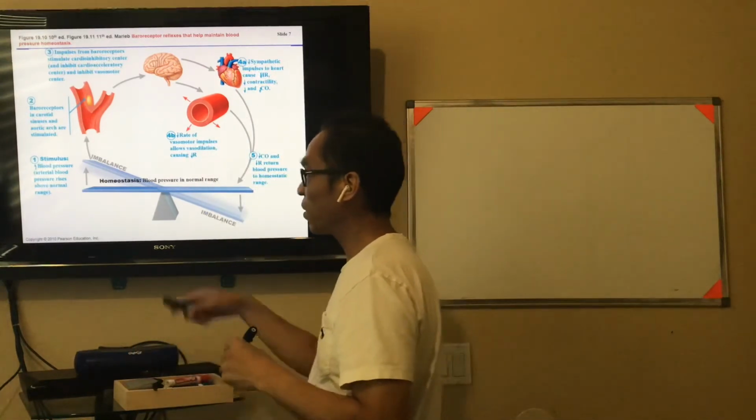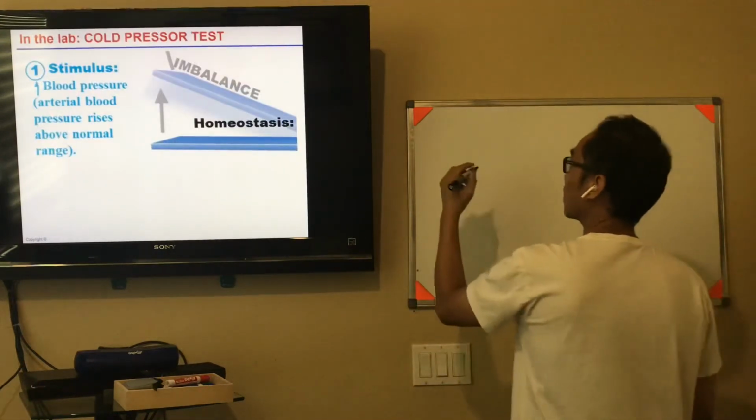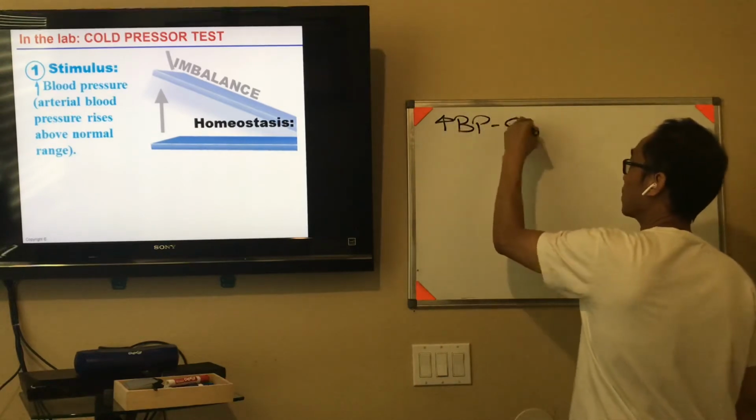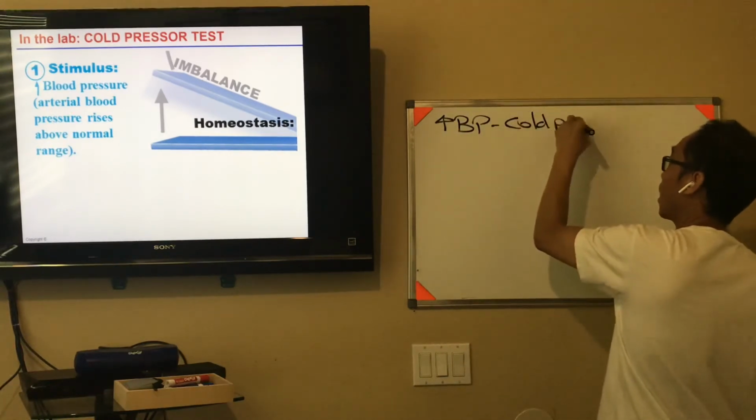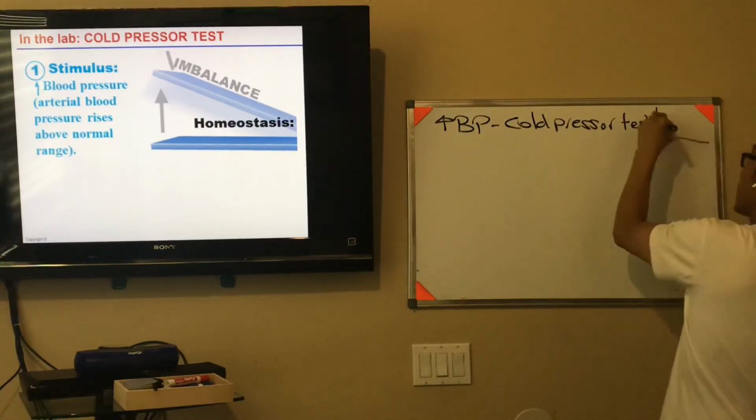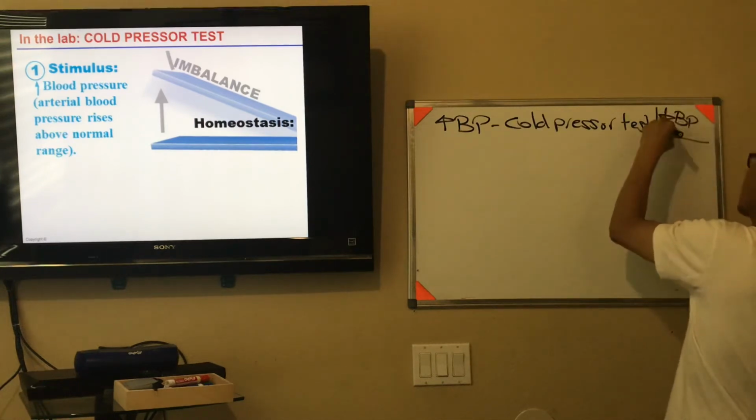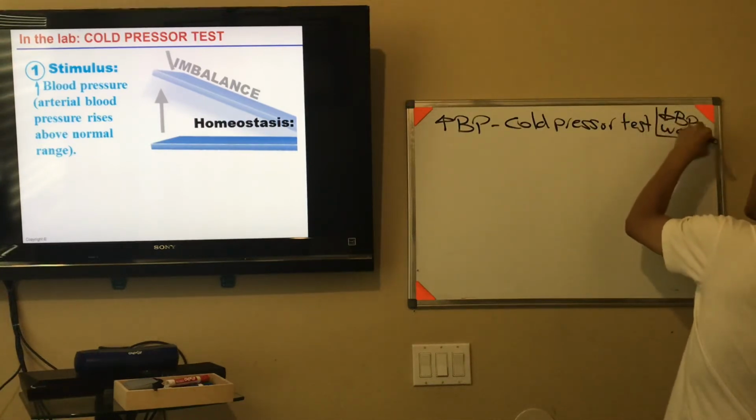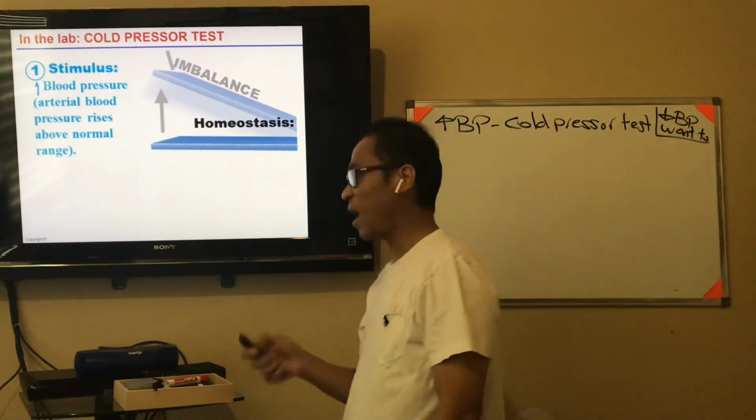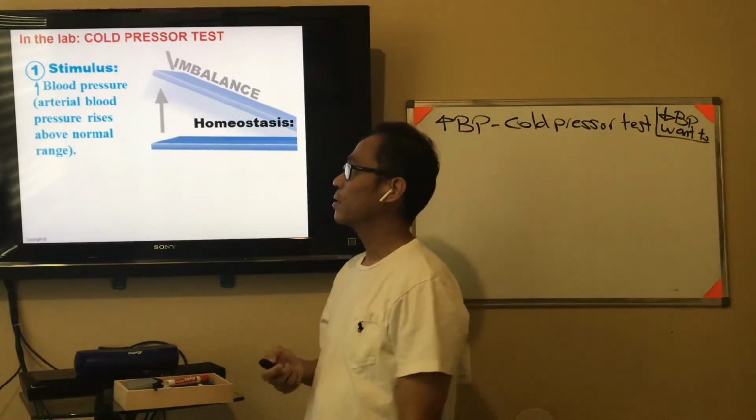So let's do the imbalance where blood pressure is too high. You have an increase in blood pressure. That's the imbalance, and due to the cold pressor test. So again, in my notes, I'll put you want to lower BP if the pressor test is making it too high. Okay, arterial pressure rises above the normal range. So what happens?